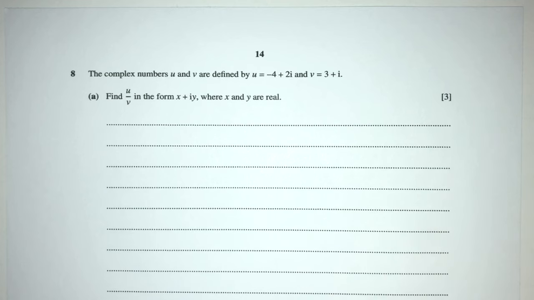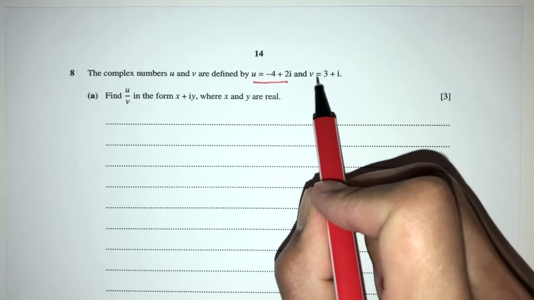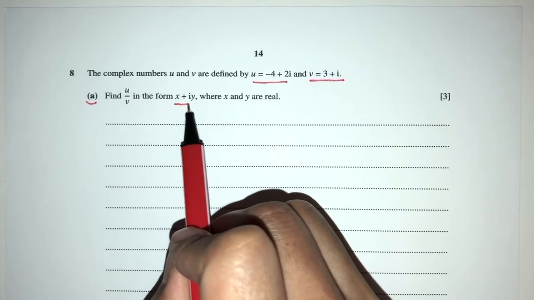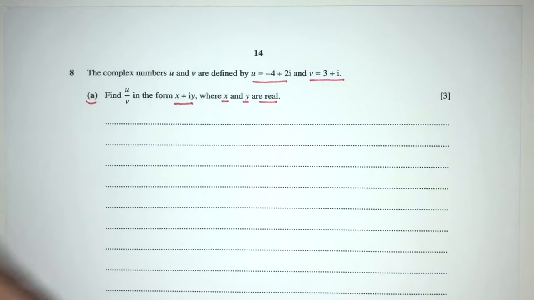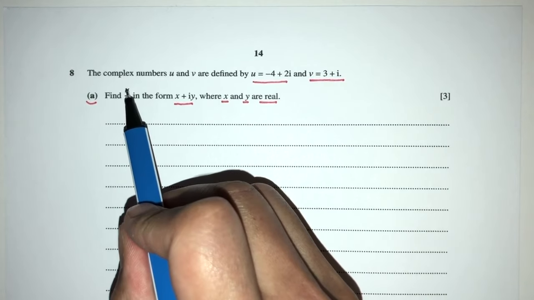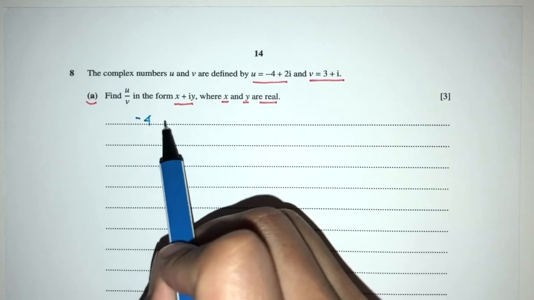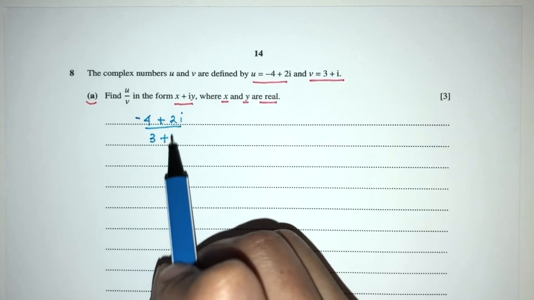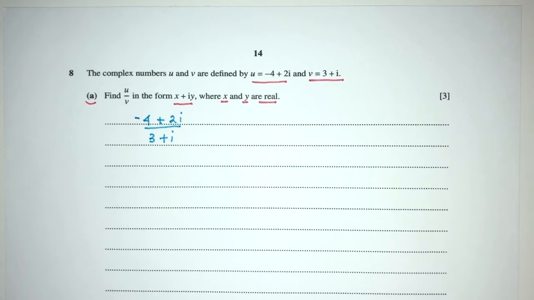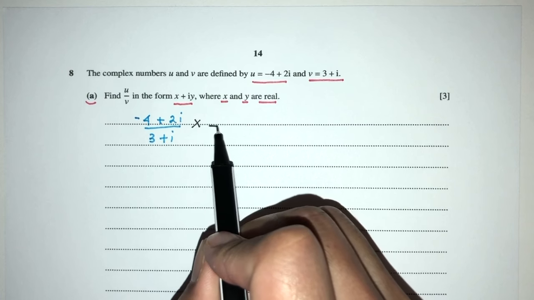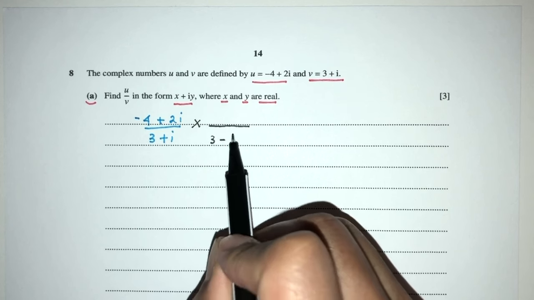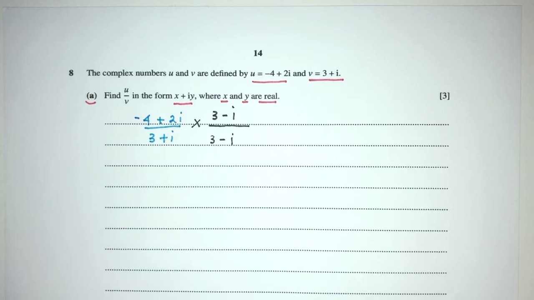The complex numbers u and v are defined by those two. This is given to you by the question. Now part A, we have to find u divided by v in the form of this, where x and y are real. So pretty easy, one by one. So let's replace u up here. You have u on top, and then v at the bottom. That will be 3 plus i. Now, how do we simplify this kind of ratio? We have to multiply. I think we have seen this in thirds as well, right? So I have to multiply by 3 minus i over 3 minus i. So multiplying by its conjugate to simplify this kind of fraction.